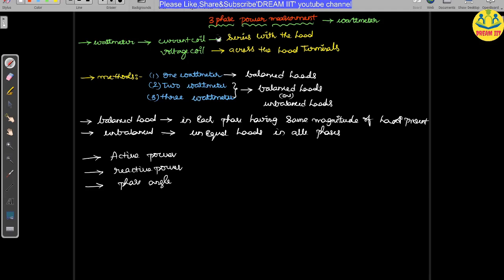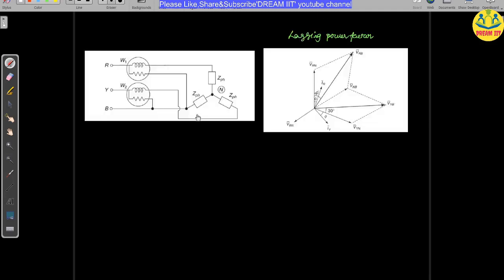See next, see this diagram. So this is the power measurement by using the 2 watt meter method. This is with 2 watt meters.